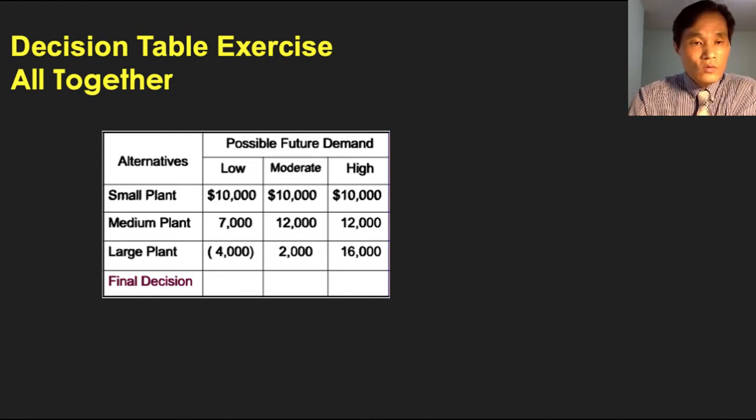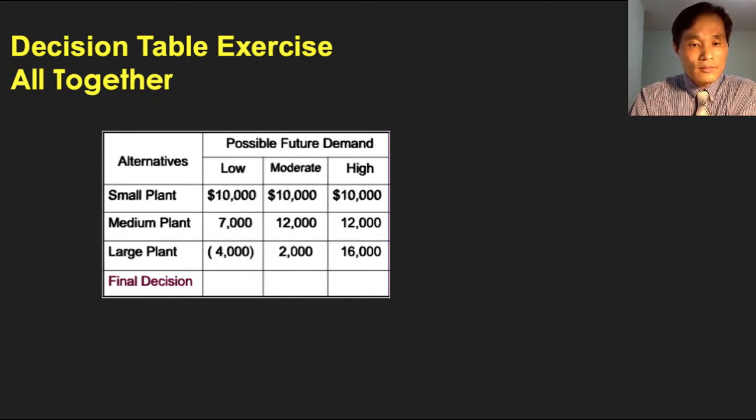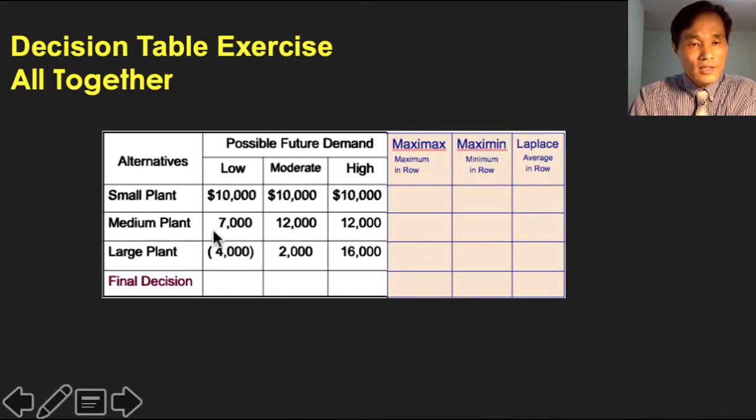So let's go for the max view first. If you are choosing max, $10,000, there's no variation, so you only have to choose $10,000 here. And then medium plant, 7,000, 12,000, 12,000. So your choice will be 12,000. And large plant, the max value is $16,000. And amongst 10,000, 12,000, and 16,000, 16,000 is the highest. So your choice on the max value is $16,000.